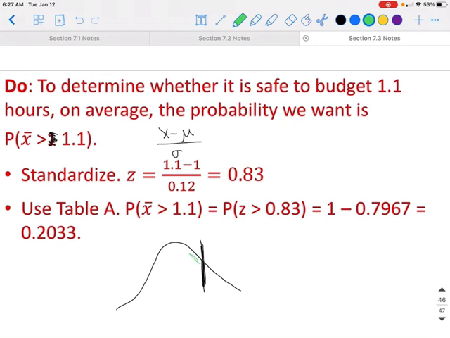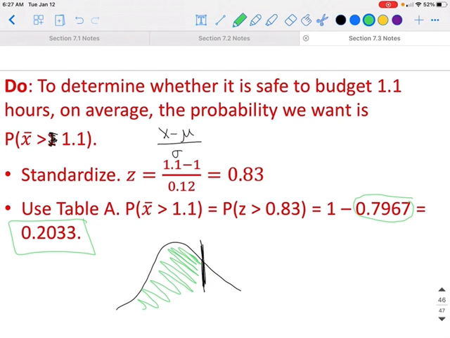Now remember, when you use z-scores, 0.83 is going to be around here. The table tells you the area, or the probability, that is less than that value. So if you look up 0.83 on Table A, it gives you an area of 0.7967. But we want to see what exceeds that, or what is greater than that. The whole area is 100%, or 1. So you would have to do 1 minus the area on the table to find the probability that it exceeds 1.1.